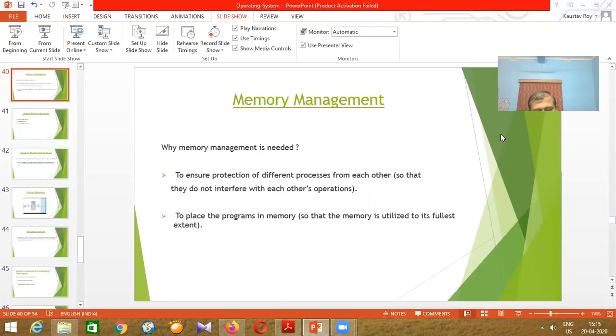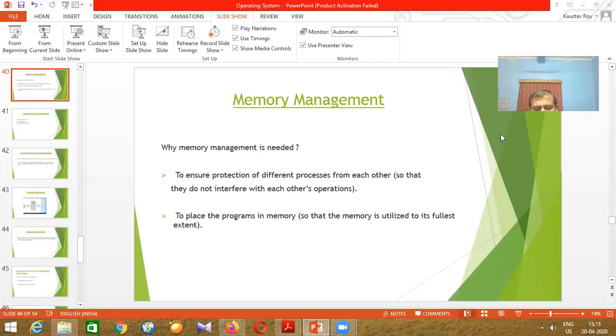So why are we implementing all those mechanisms, or why is memory management so essential? There are two basic points here. The first point is to ensure the protection of the different processes from each other. That means there should not be any sort of interference among the operation of the various processes. And the second point is to place the programs in the memory so that the memory is utilized to its fullest extent.